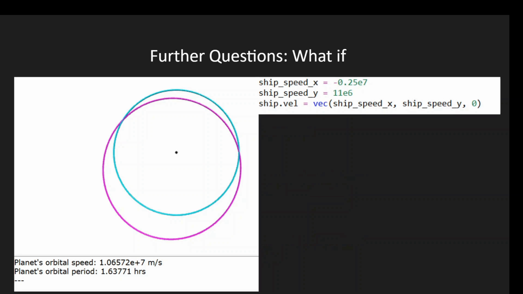For the ship to complete one orbit, I have done many trials and errors, and I concluded that if the ship speed in the x direction is around negative 0.25 times 10 to the 7, and the ship speed in the y direction is about 11 multiplied by 10 to the 6, it will complete a full orbit around the black hole.